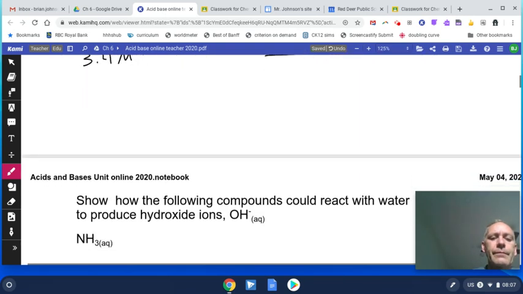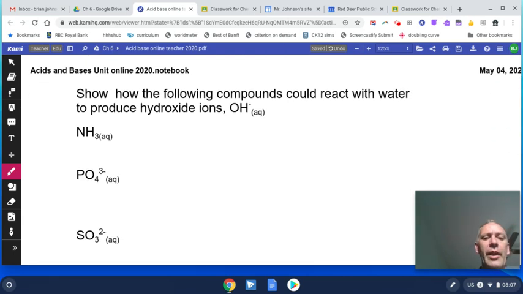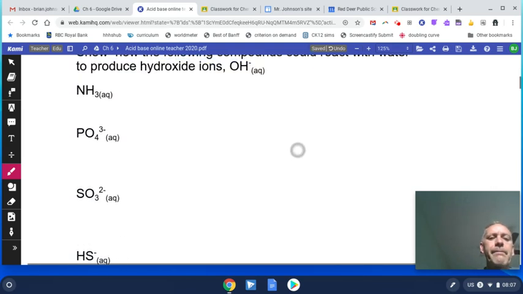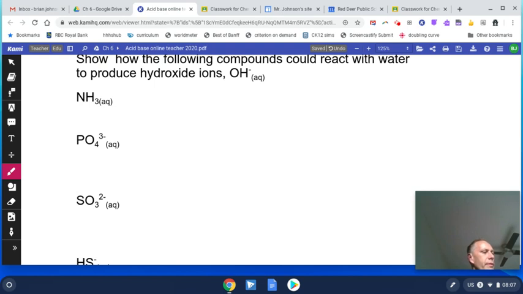Okay. Show how the following compounds could react with water to produce hydroxide ions. I'm just going to scan down the list. We've got 5 of these to do. Easy peasy. NH3, we did that one already up above, so we'll skip it. PO4 3-. Again, it's always easiest if you draw the arrow. If it was an acid, it would be donating a proton. As a base, it's accepting or stealing a proton from water. So the arrow goes the other way, from water to the base.